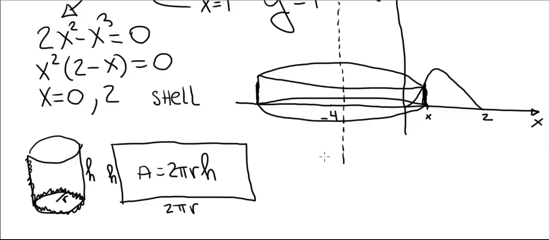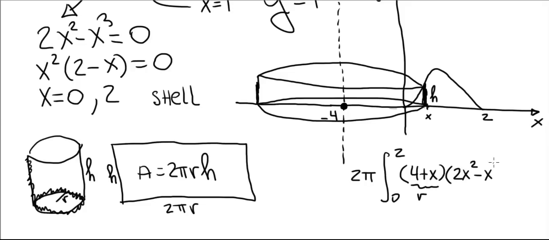Now here we want to find the integral from 0 to 2, and we'll have 2 pi in front. We just need the r and the h as functions of x. Now notice the axis of rotation is the line x equals minus 4. There it is right here. That's the center of our circle. So from this point to the y-axis, that's 4 units. And then over here where our x is, that's 4 plus x. That's our radius, r, is 4 plus x. And the height is right here as a function of x. The height is 2x squared minus x cubed. And that's h. You can see that's 2 pi r h.